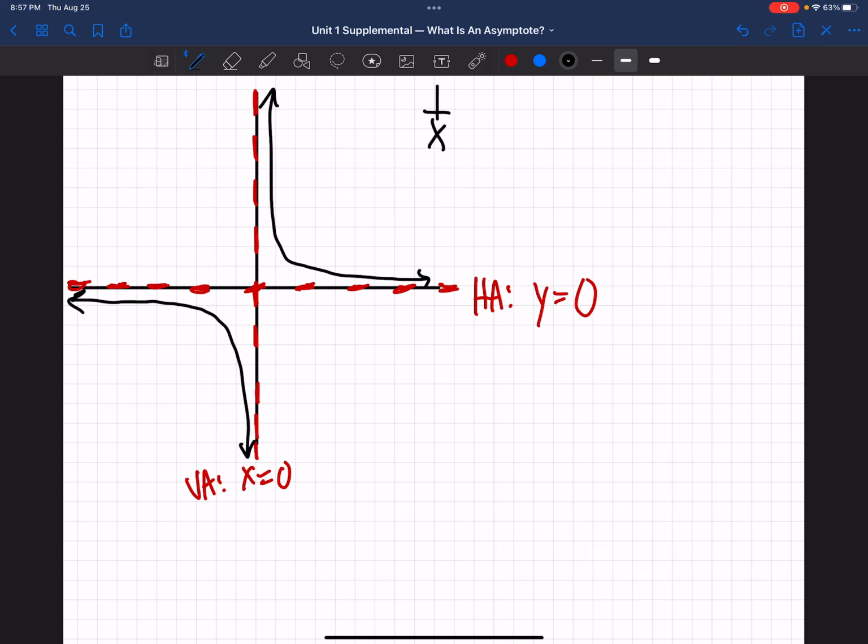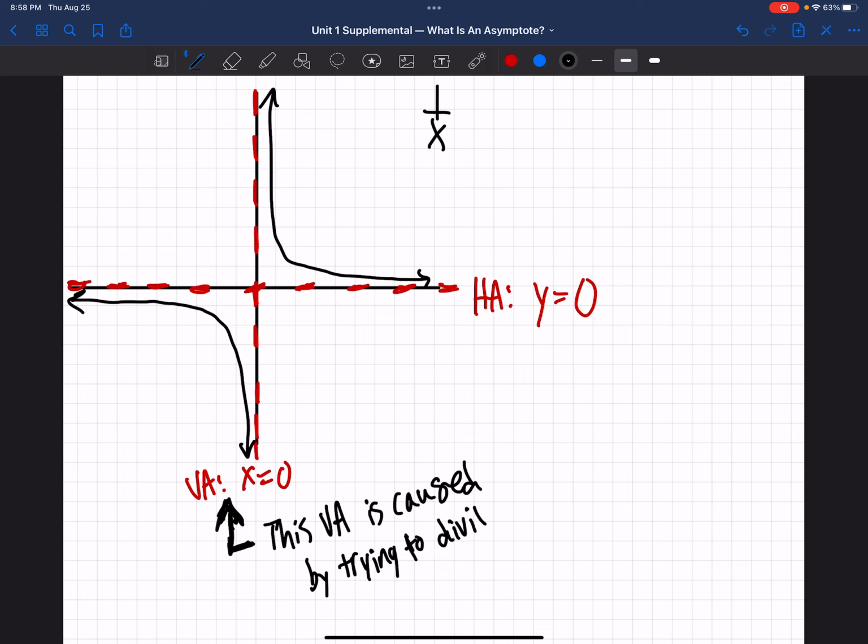But what's causing these asymptotes for a rational? Well, the vertical asymptote x equals 0 is caused by division by 0. So I'm actually going to write that. This vertical asymptote is caused by trying to divide. I'll just write the word divide. Trying to divide by 0.